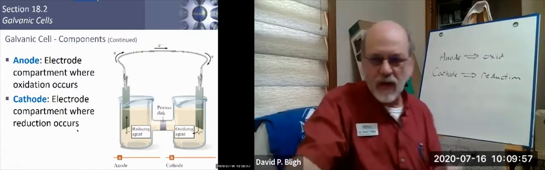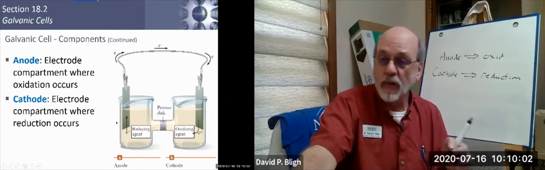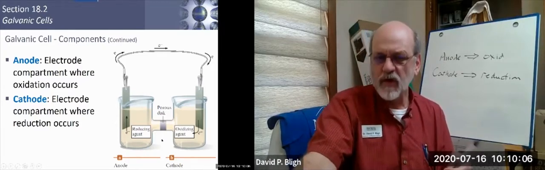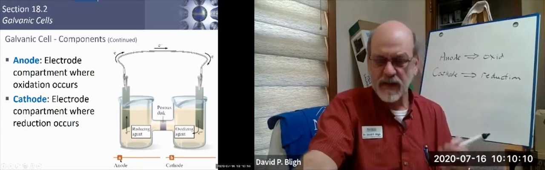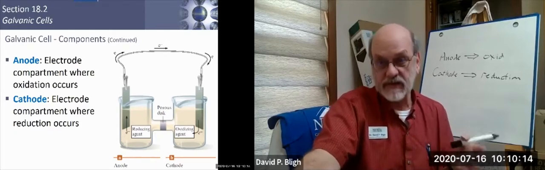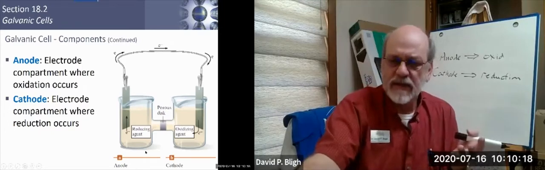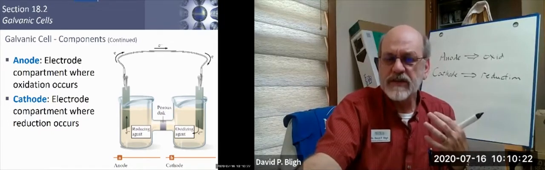But if you look at what reaction is happening on this side, and when we draw these out like this, we put the anode on the left-hand side. It's not always the case, but it's a good convention to follow. And I'll explain why in just a minute. So if we put the anode on the left, that means oxidation is occurring.